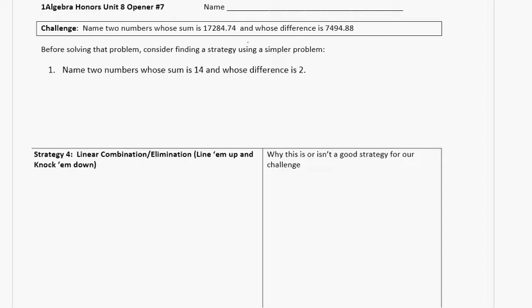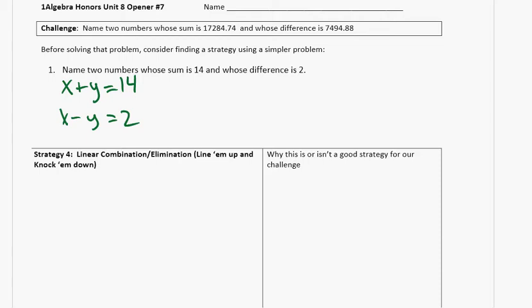So before we solve this challenge problem, which we actually will get to later in this video, we're first going to solve this simpler problem. Name two numbers whose sum is 14 and whose difference is 2. And we set these equations up in opener number 6, x plus y equals 14, and x minus y equals 2. And we already know the answer to these two problems as well. It's something about an 8 and a 6, as I recall. So we'll do it, and hopefully we'll come up with that same answer.